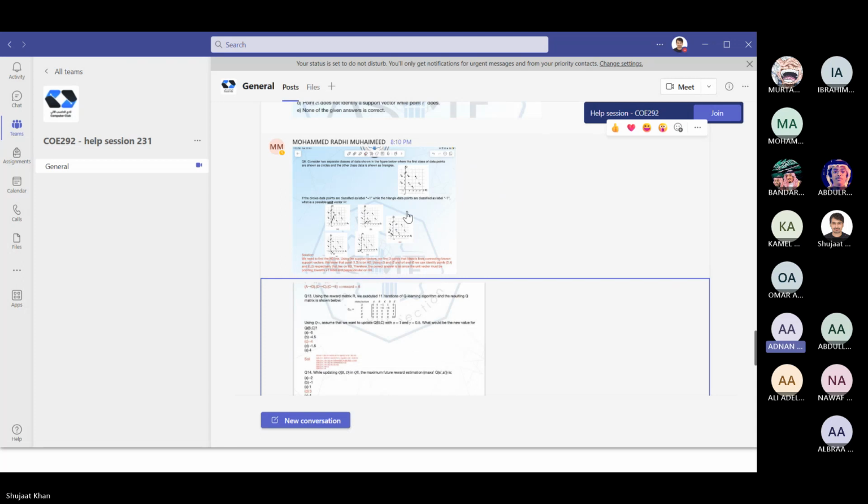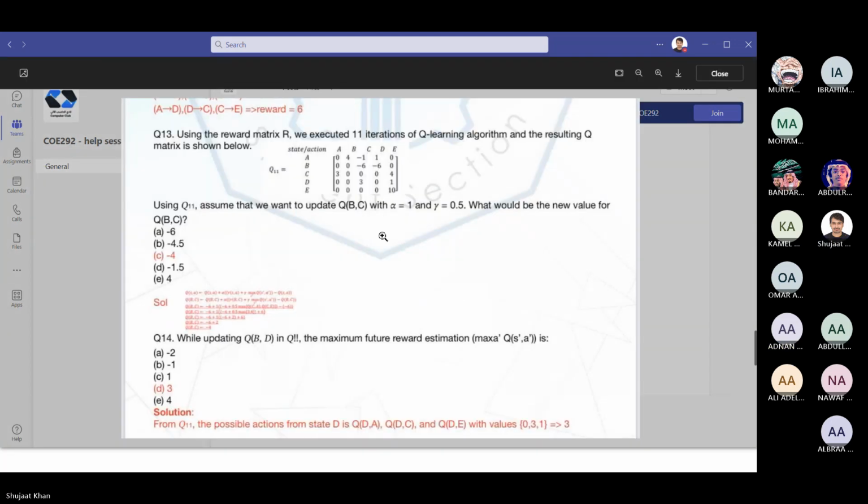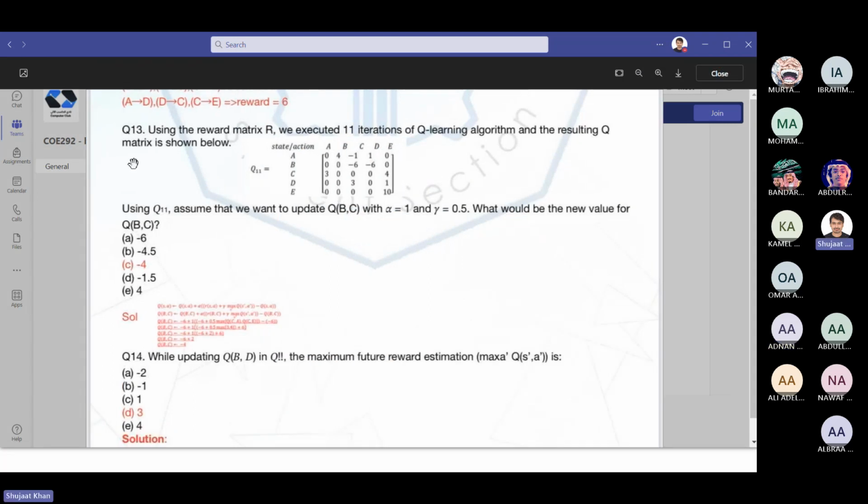The second matrix one, doctor. You mean the Q learning one? Yes.